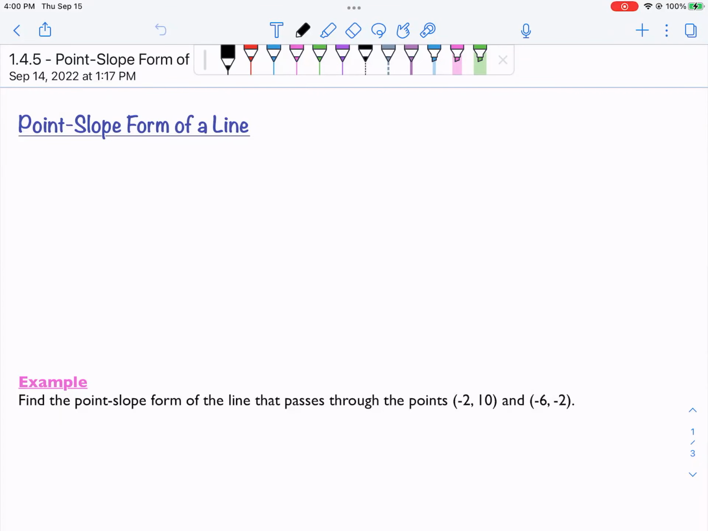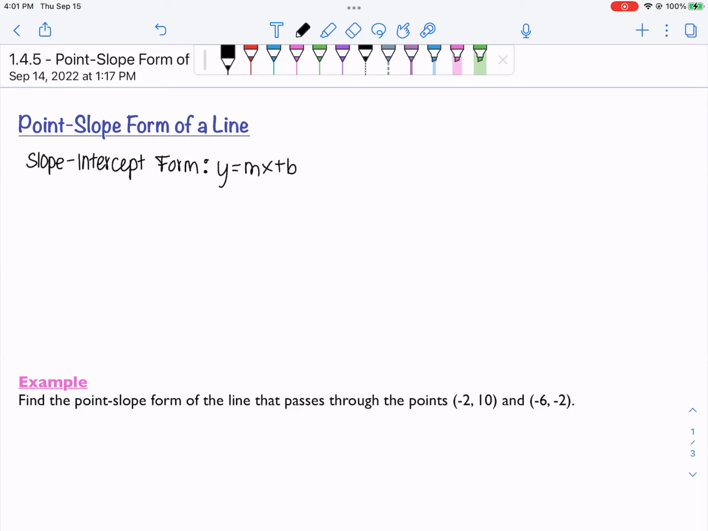Point-slope form of a line. Previously, we've talked about the slope-intercept form of a line. The slope-intercept form was y equals mx plus b. It's the one we're really used to talking about.